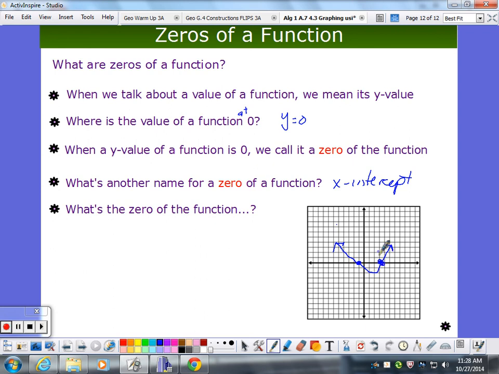Zeros of a function are x-intercepts. I'm going to say it, you're going to repeat it. Zeros of a function are x-intercepts. Everybody. Zeros of a function are x-intercepts.